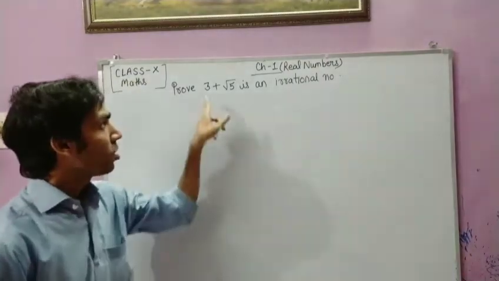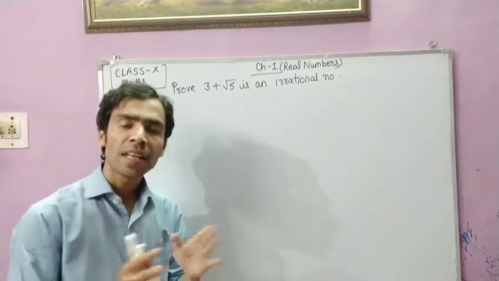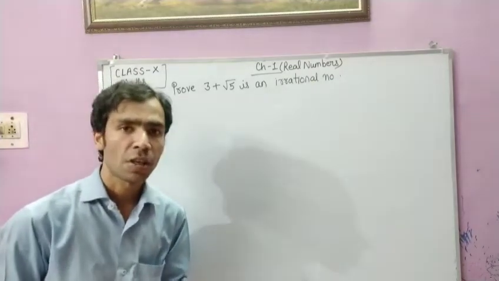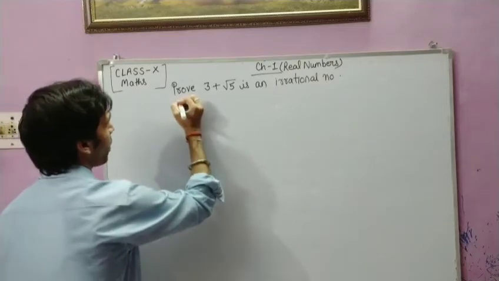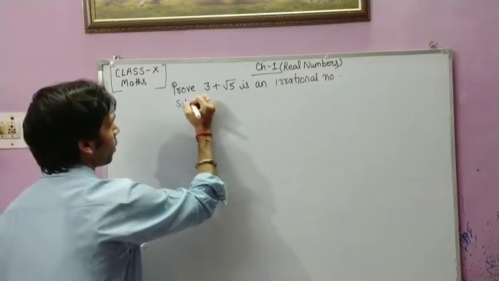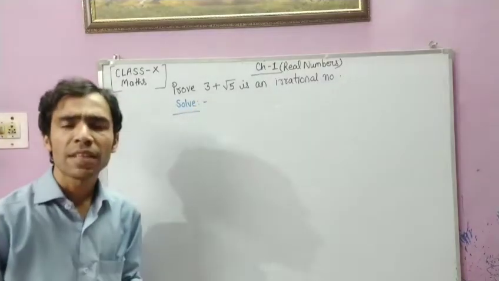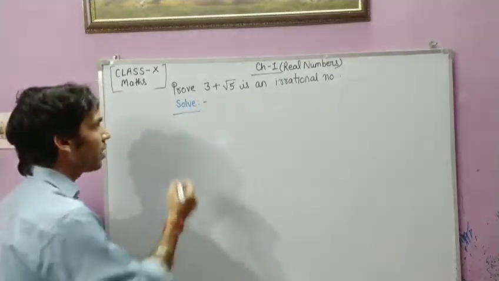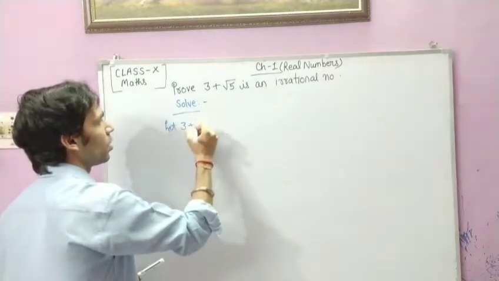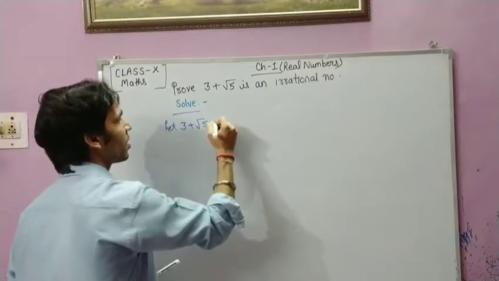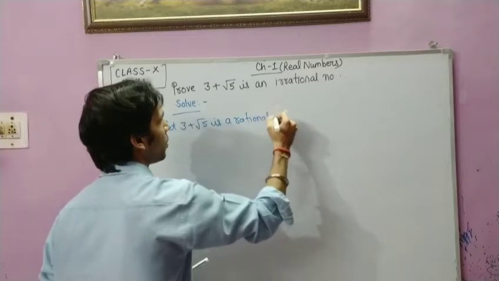Now see, 3 is a rational number and root 5 is an irrational number. So the sum of a rational and an irrational is always an irrational number. How will we prove it, student? We will apply the same method, that is the method of contradiction. We will assume that 3 plus root 5 is a rational number. So we will write, let 3 plus root 5 be a rational number.